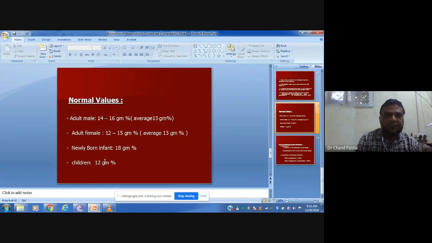The adult male normal value is 14 to 16, with an average of 15. Adult female is 12 to 15, average 13. Newborn babies have 18 grams, and children should have 12 grams.